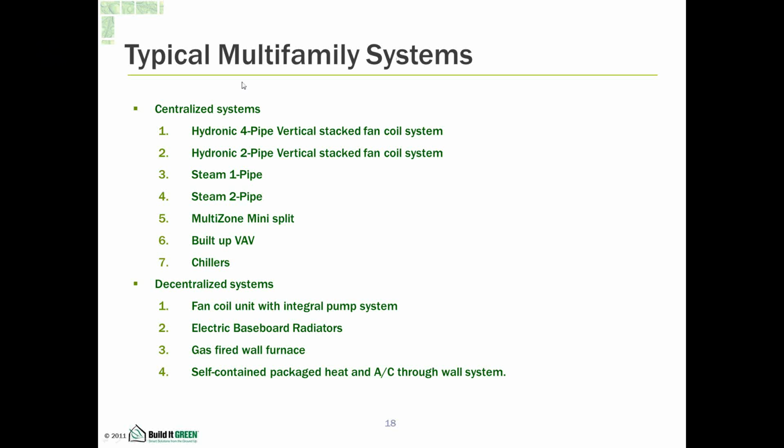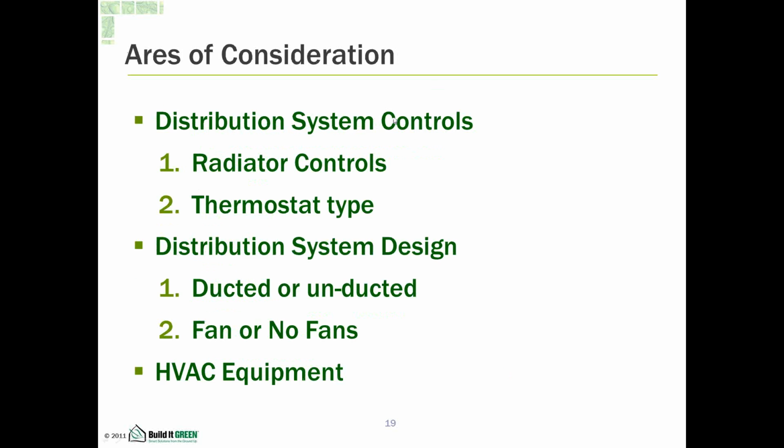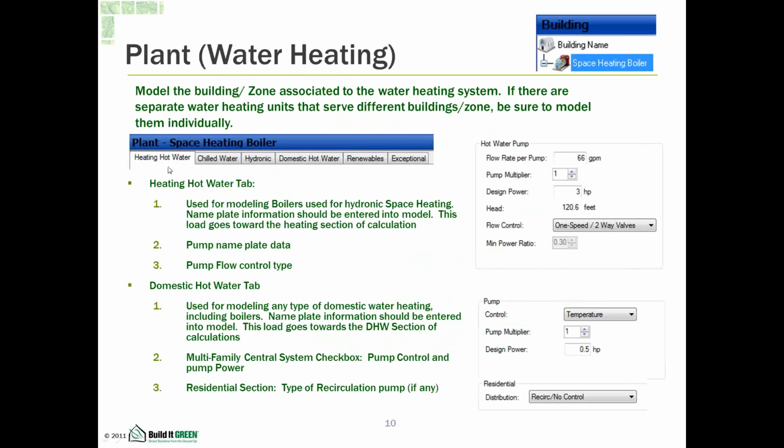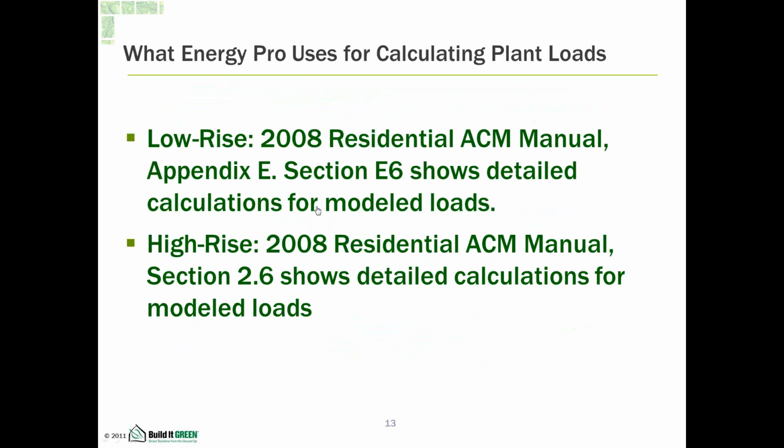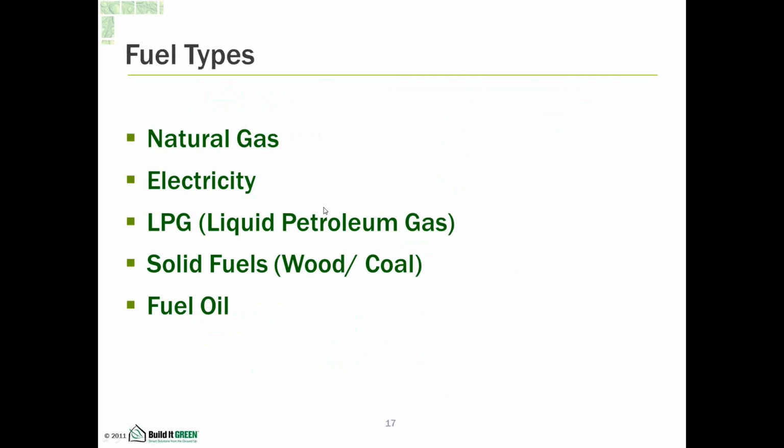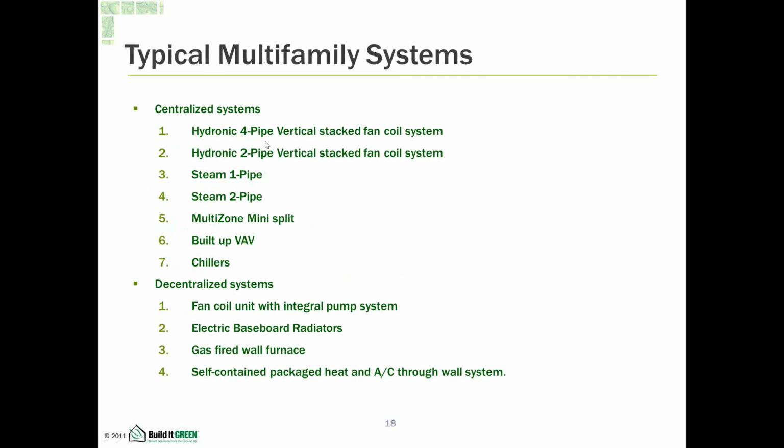Okay, so typical multifamily systems. We have two types really, centralized and decentralized systems. Centralized systems can include a hydronic system. So going back to our hot water tab here that we talked about, this is the system that runs off the hot water from the boilers. They can be either 4-pipe or 2-pipe. The difference is that 4-pipe will do cooling and 2-pipe is heating only. Many of you should already be familiar with steam systems, 1-pipe and 2-pipe systems.